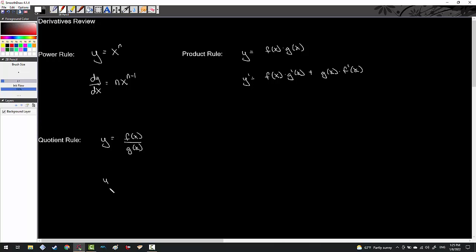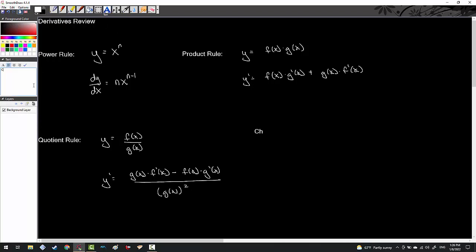Then we'll do y prime again. Y prime is going to be equal to the low thing unchanged times the derivative of the top, minus the high thing unchanged times the derivative of the bottom, all divided by the bottom function, non-derived, but squared. Sometimes you might hear that rhyme: low d high minus high d low, square the bottom, and away we go. That's kind of the way quotient rule goes.